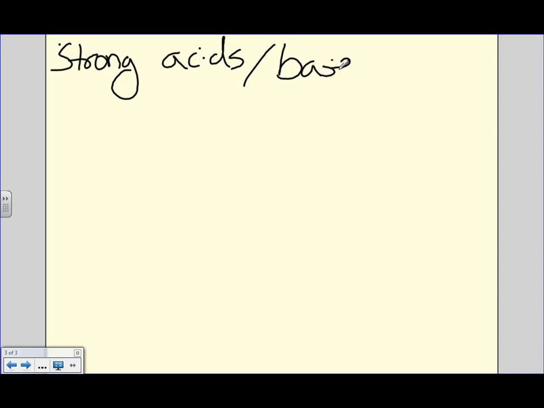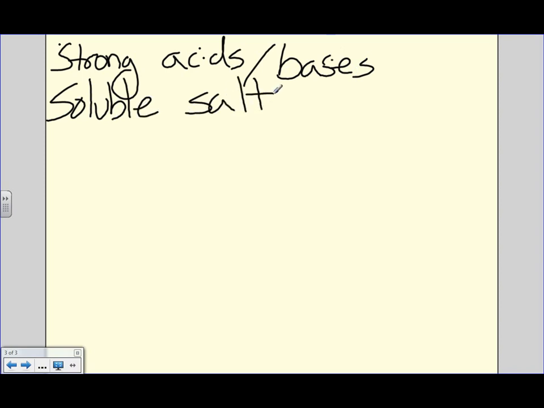So one of the things you need to keep in mind while doing this is the only things that are soluble in water that get split apart into their ions, or completely ionize, are your strong acids or bases and your soluble salts. That stuff gets split into its ions.